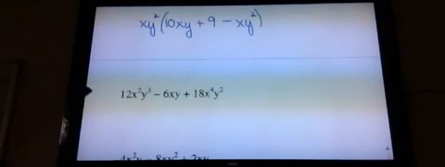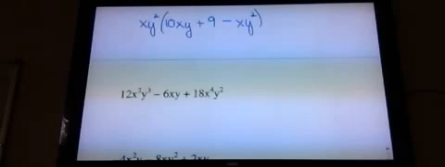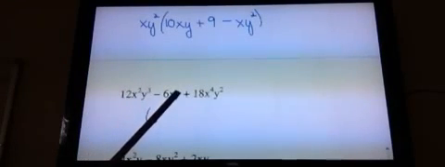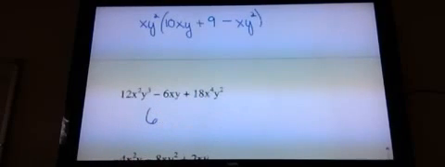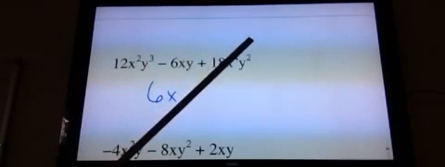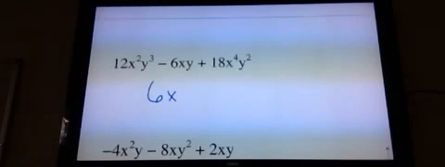Okay, this next one. I have 12, 6, and 18. 2 is common. 3 is common. 6 is common. You want to make sure you get that biggest number you can get. So it is 6 in this case. I have x squared, x to the 1, x to the 4th. The lowest one comes out, so that's an x to the 1. I have y to the 3rd, I have y to the 1, and I have y to the 2nd. The lowest one comes out, that's a y to the 1. And I divide.